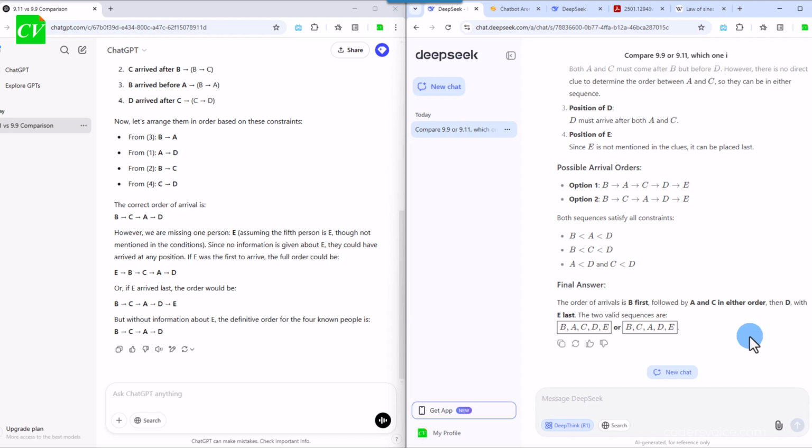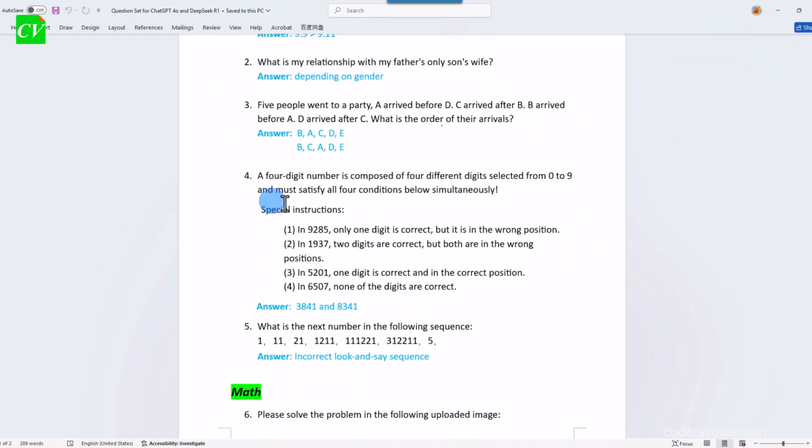Now let's take a look at question 4. Question 4 is to find a 4-digit number. All the digits must satisfy these 4 conditions. For example, if there is a digit 2 in the answer, then it cannot have any of the other digits. That means if you have the digit 2, you cannot have 9, 8, and 5 in this number. And also, the digit 2 in the answer cannot be in position 2, because it said only 1 digit is correct, but it is in the wrong position. Similarly, there are 3 other conditions.